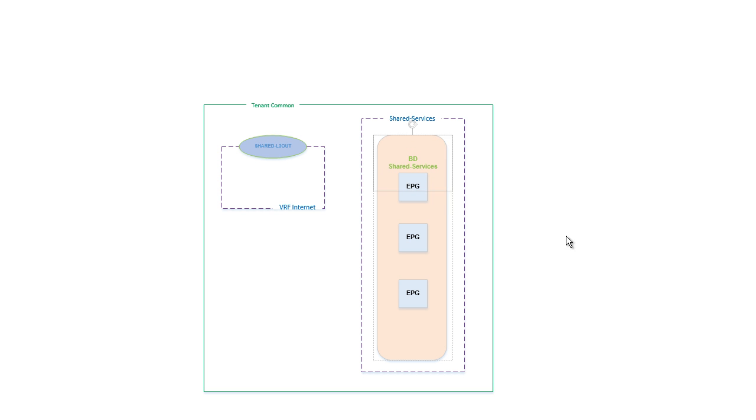Make it a little smaller so it fits. And this EPG is going to be for backup. This EPG is going to be for LDAP. And this EPG is going to be for DNS. We're also going to be putting the default gateway onto the subnet itself so that we could actually do some route leaking out.